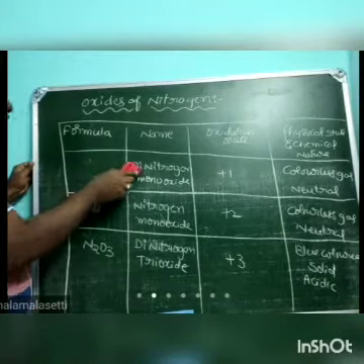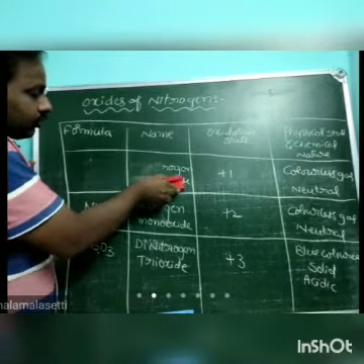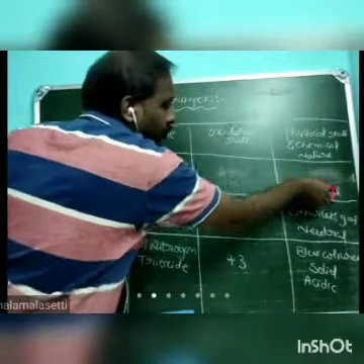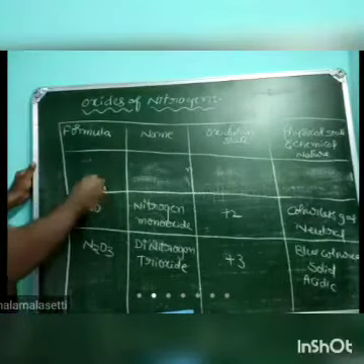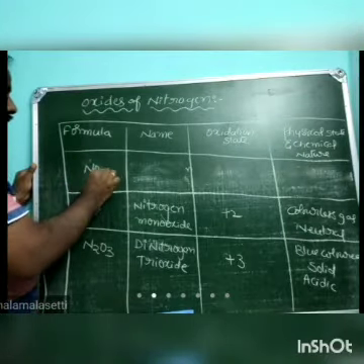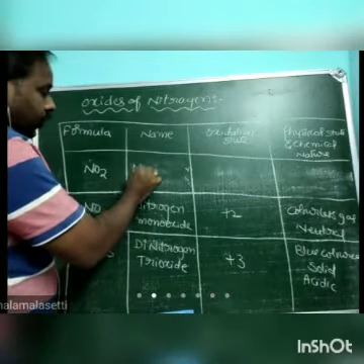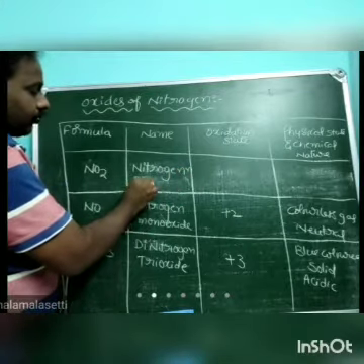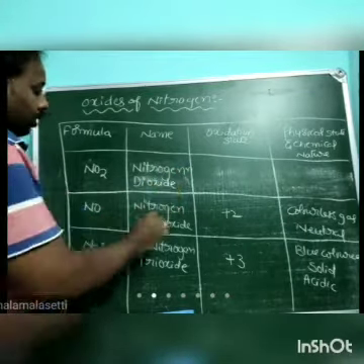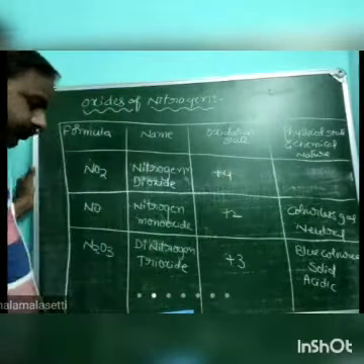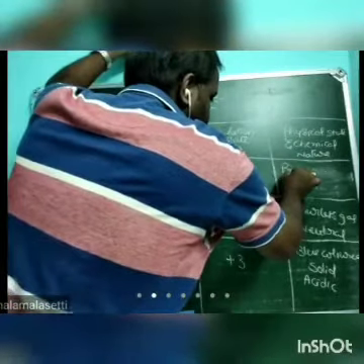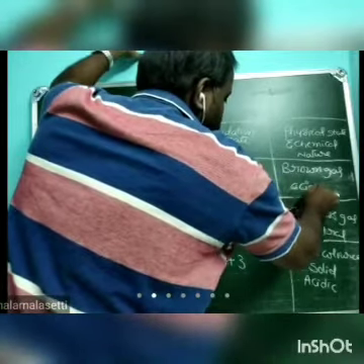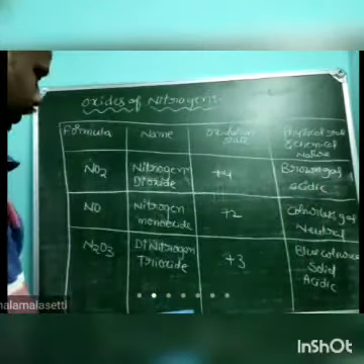Next oxide, NO2. It is called nitrogen dioxide. Oxidation state is +4. It is a brown colored gas and the nature is acidic. It is also an acidic oxide.